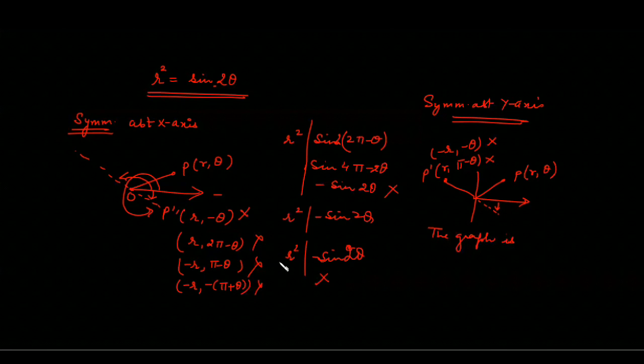So the graph is not symmetrical about x-axis as well as y-axis. So now we need to check the symmetry about the pole. Symmetry about pole means if you have any point with coordinates r and theta, and this point P dash satisfies the graph, then your graph is symmetrical about pole.